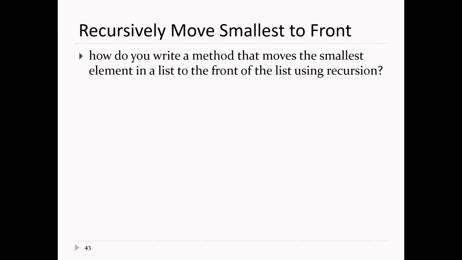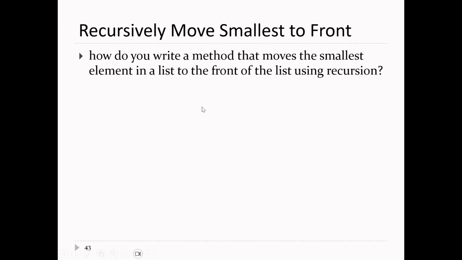Now this one you can easily write iteratively. Write a loop, find the smallest element in the list. When you've searched all the elements in the list, take the smallest element, swap it with the first element in the list. That solves the problem. I claim you can do this recursively.